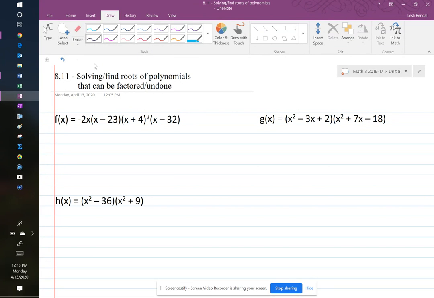I need my sun. But today what we're going to look at is solving or finding roots of polynomials that can be factored or undone. But to quickly review, let's just remind ourselves what that means.